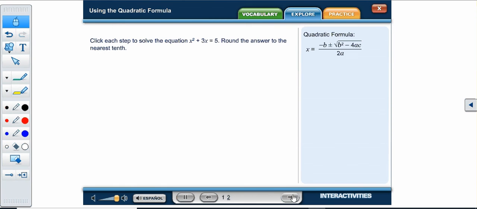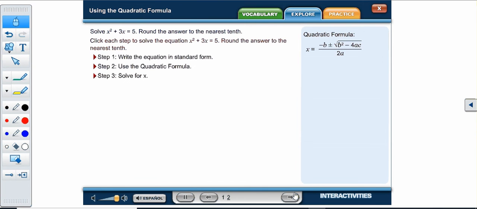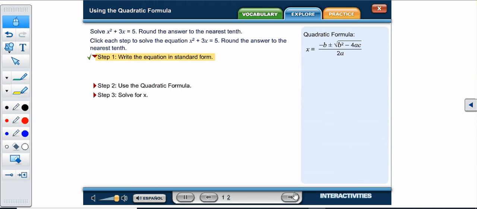It can be used to solve any quadratic. For example, x squared plus 3x is equal to 5. Round the answer to the nearest tenth. Okay. Take each step to solve the equation. Step 1: write the equation in standard form. x squared plus 3x minus 5 is equal to 0.